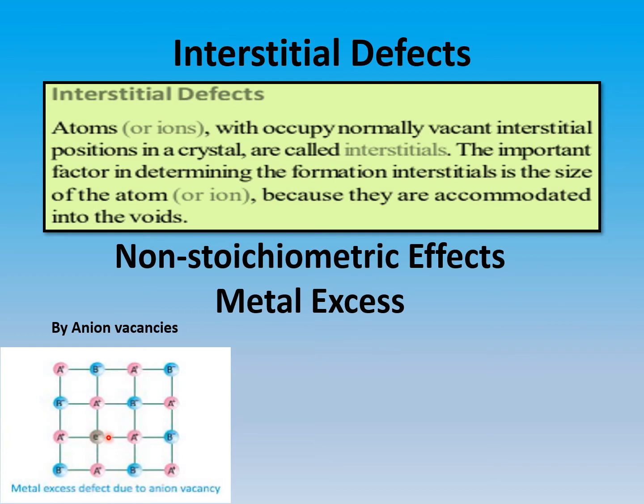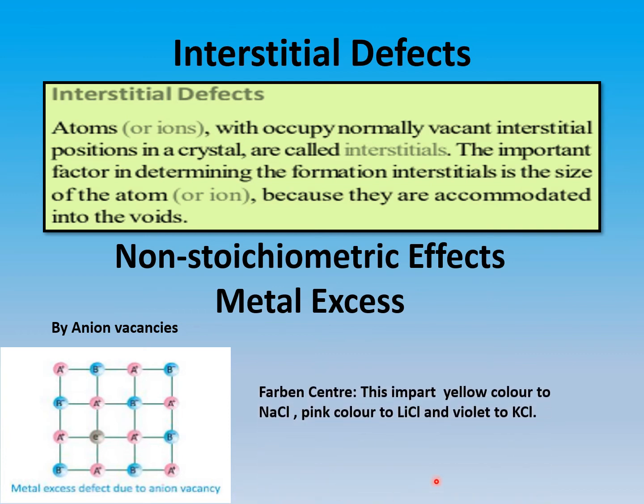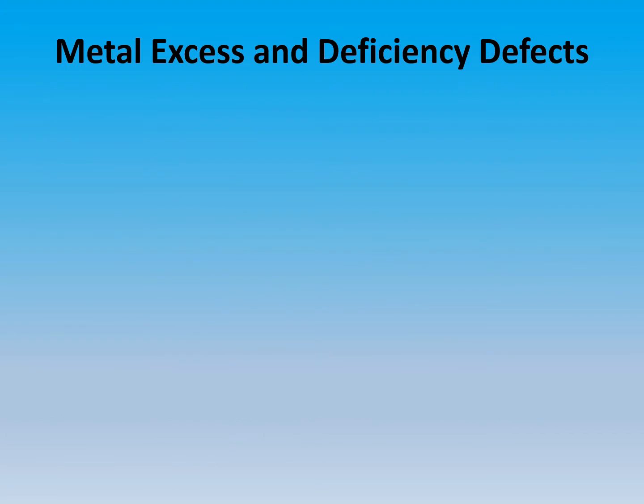What will happen? The cation releases an electron which gets into that hole and is trapped there. This electron we call the F center, or Farbe center, or color center. We can call it by three names. This gives color to the crystals. If you take a sodium chloride crystal, it gives yellow color. If you take lithium chloride, it gives a pink color. And if it is potassium chloride, it gives violet color. And next we are going to see the next type of metal excess and deficiency defects.